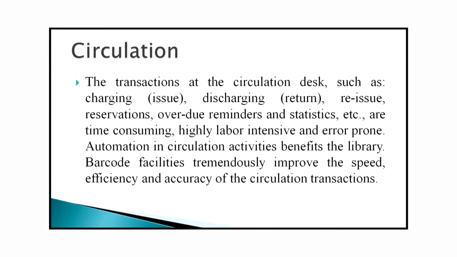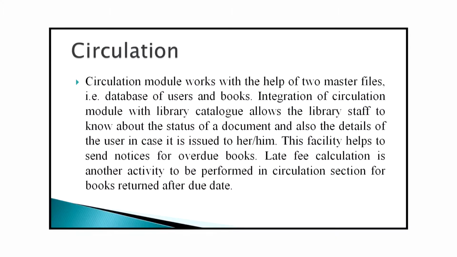Automation in circulation activities benefits the library. Barcode facilities tremendously improve the speed, efficiency and accuracy of the circulation transactions. Circulation module works with the help of two master files, that is database of users and books. Integration of circulation module with library catalog allows the library staff to know about the status of a document and also helps the details of the users in case it is issued to her or him. Late fee calculation is another activity to be performed in circulation section for books returned after due date.